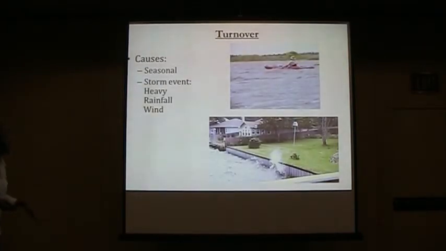The other thing is storm events. So heavy rainfall, high winds, that can be effective at turning over a smaller pond or a fairly shallow lake. And we often find that after a storm event passes through that we end up with fish kills that are hard to explain, if you don't know that this can actually do that.